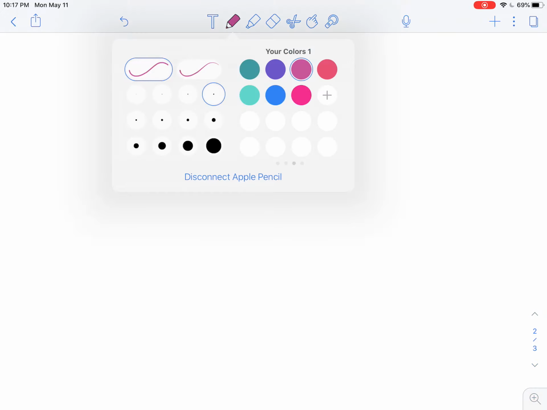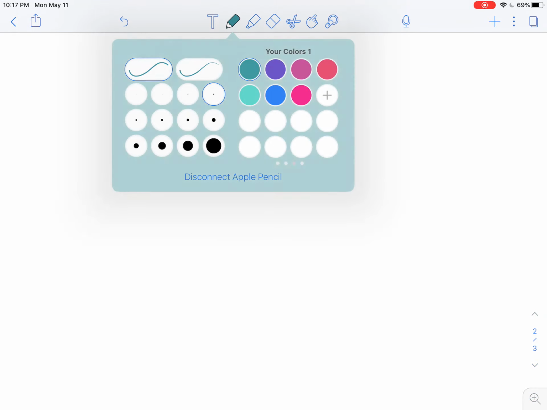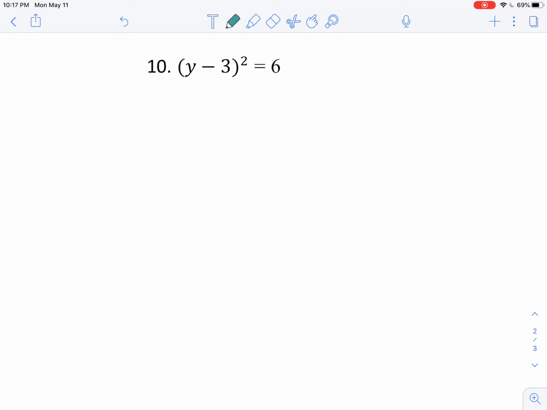And we'll do the same thing for the last question. In question number 10, we have our parentheses squared equals a number. So to get rid of the squared, we square root both sides. On the left side, squaring and square rooting cancel each other out. So we just get y minus 3. On the right side of the equation, we get both positive and negative.